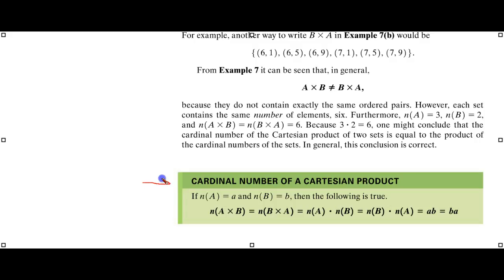Now, this rule deals with the cardinal number. You remember the n is the number of elements that you would have. Generally speaking, up over here, you recall we had a certain number one way, and even though the order was different, we had the same number of elements the other way. So this is just saying that that is true.